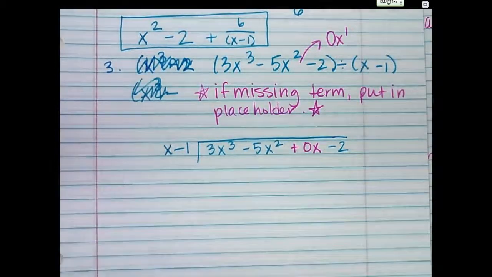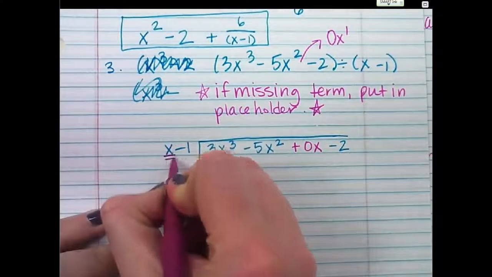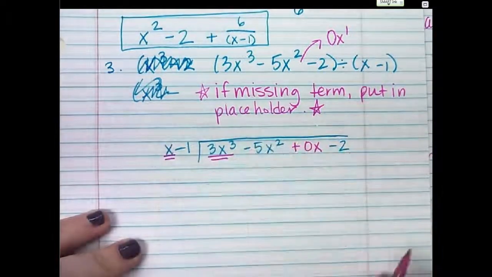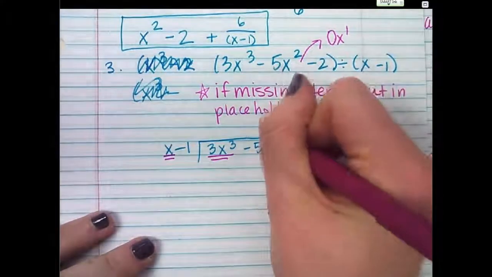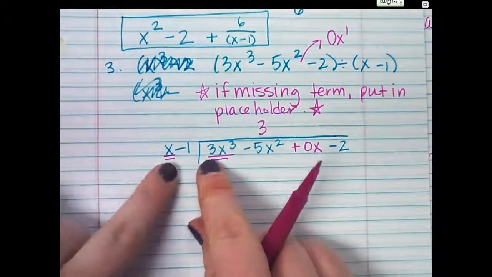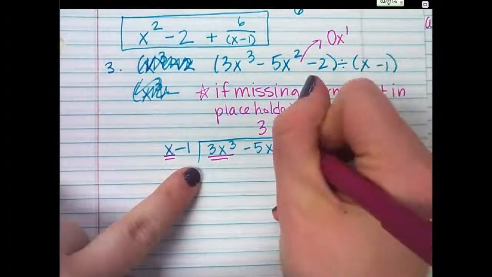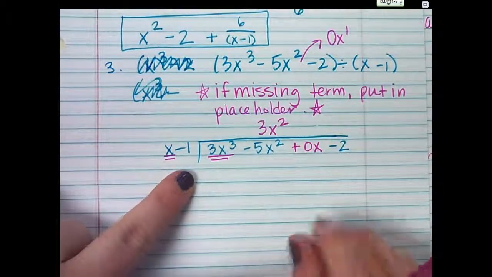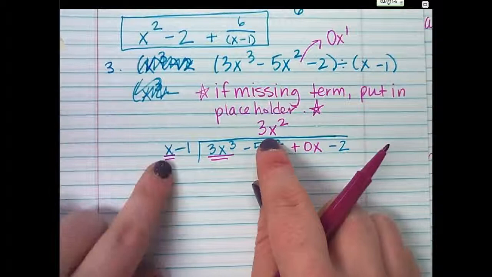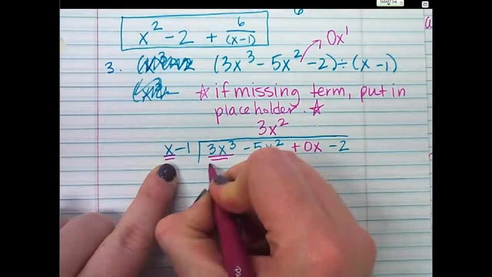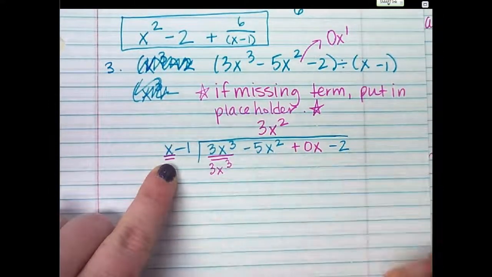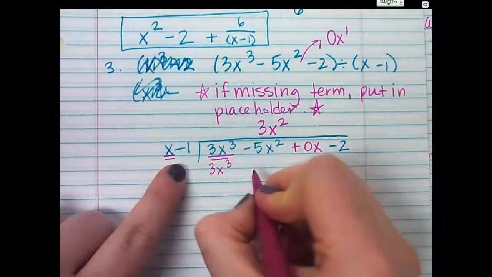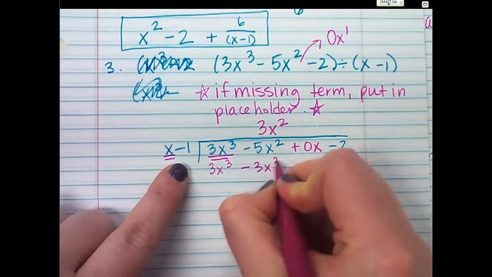Okay, so let's work this one out. What times x gives me 3x to the third? Perfect. 3, because I don't have a 3 here, so I need the 3, and then I need 2 x's. So 3x squared. Now multiply. 3x squared times x is 3x to the third minus 3x squared.